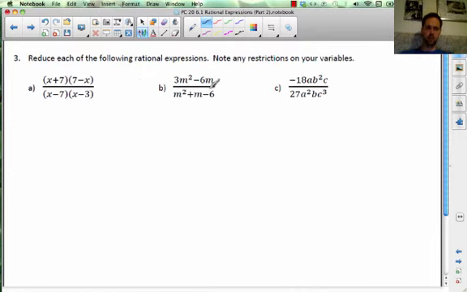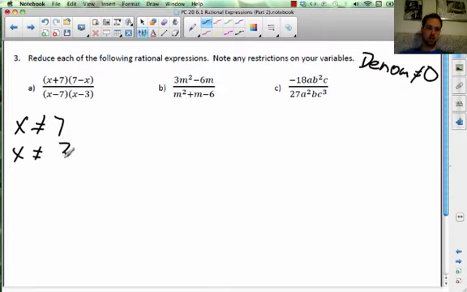All right, reduce each of the following rational expressions. Note any restrictions on the variable. Again, restrictions on the variable only arise because the denominator is not allowed to be 0. So, restrictions on the variable: x can't be 7 because that makes the denominator 0, and x can't be 3 because that also makes the denominator 0.